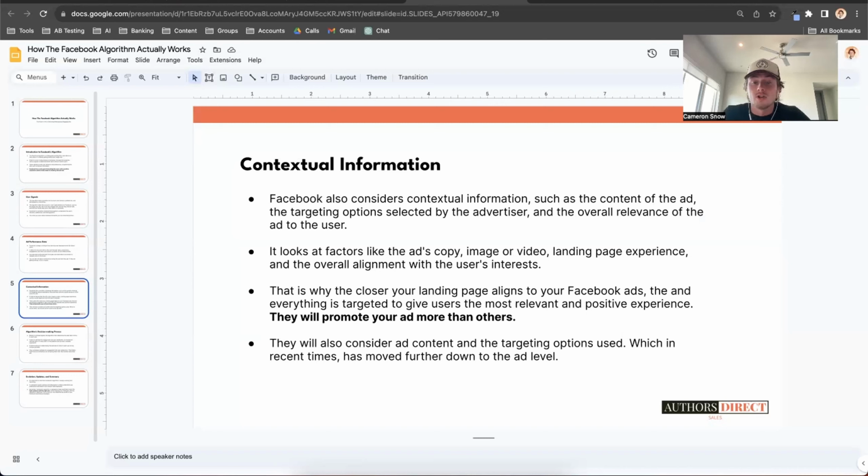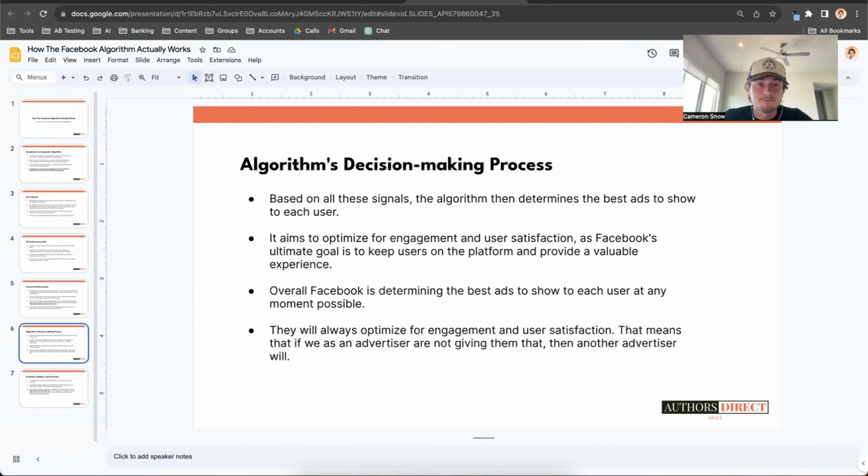Now, that is why the closer your landing page aligns with the Facebook ads, and everything is targeted to give the users the most relevant and positive experience, they will promote your ads more than others. You're going to win more bids against other advertisers, and they're going to continue to promote your ad. Now, they're also going to consider ad content and targeting options used, which in recent times was done a lot at the audience level. You're going to see now, though, we're going to dive into that, and a lot of that has moved further down to the ad level where a lot of that targeting is done.